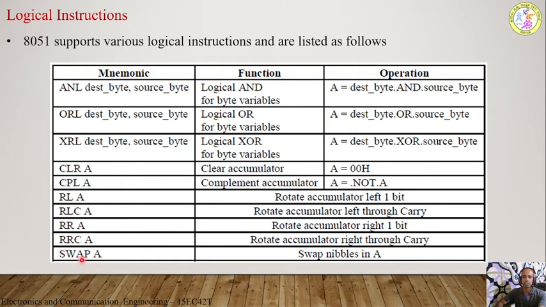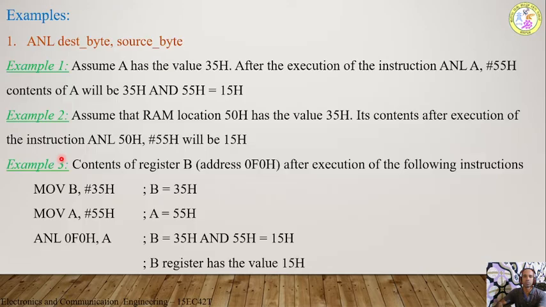And the SWAP A instruction will swap the nibbles in the accumulator. I already told you one nibble is equal to 4 bits. One byte of data consists of 8 bits, which can be divided into two groups of 4 bits, and a group of 4 bits is called one nibble. So 8-bit data contains a higher nibble as well as a lower nibble. Whenever you execute the instruction SWAP A, the higher nibble will be exchanged with the lower nibble. We shall see all the instructions along with examples one by one.